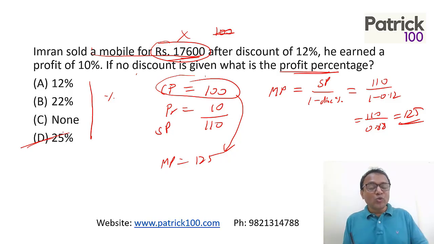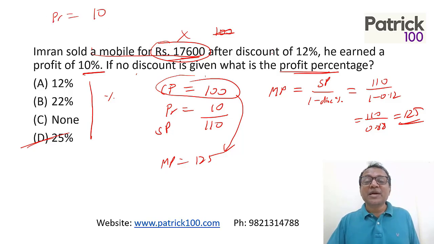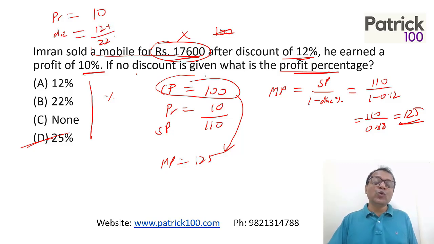Technically, you can even answer without solving it here, because the profit is calculated on cost price. So 10 profit, if I assume cost price 100. But discount is calculated on mark price, and mark price is more than 100 out here. That means my discount will actually be more than 12. So my profit actually will be more than 22 if I sell at mark price. The only option with more than 22 is 25%.